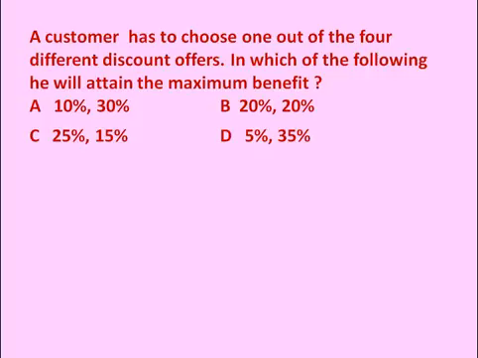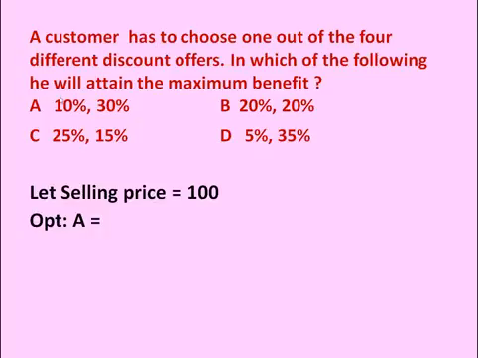So just to answer such a question, let us assume the selling price of the product is rupees 100. If he decides to purchase product A, first he is getting 10% discount, means he has to pay only 90%. So 100 into 0.9, this much he has to pay. But again, if he gets 30% discount, means he has to pay only 70% of this, means into 0.7. This is equal to 63. So if he opts for option A, he has to pay rupees 63.